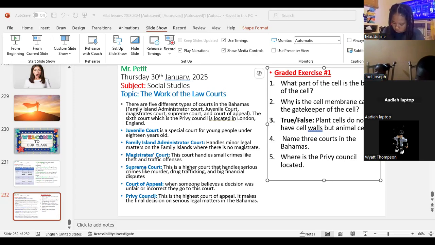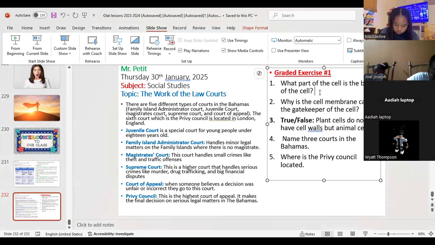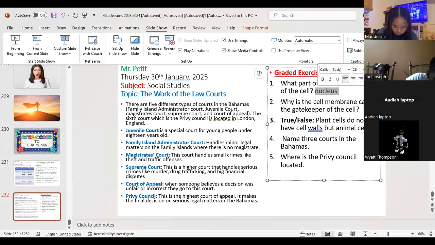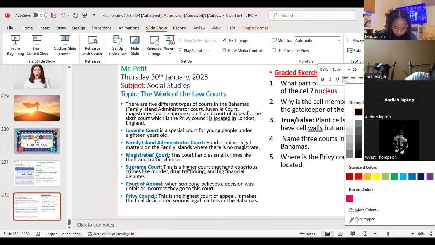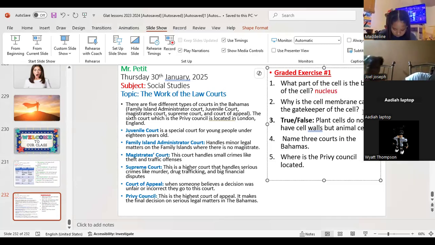Okay, so we have question number 1. What part of the cell is the brain of the cell? It's going to be the nucleus. Wyatt, what do you have for number 1? Wyatt, can you hear me? Yes. Okay, good. Number 2, why is the cell membrane called the gatekeeper? Because it controls what comes in and out. Very good. It controls what comes in and out of the cell.